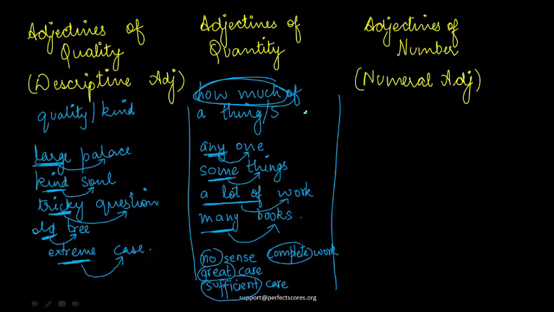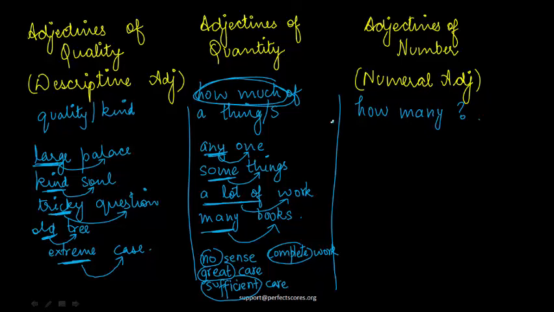How much of something. The next kind of adjective is adjectives of number, also known as numeral adjectives. Numeral adjectives answer the question, how many?